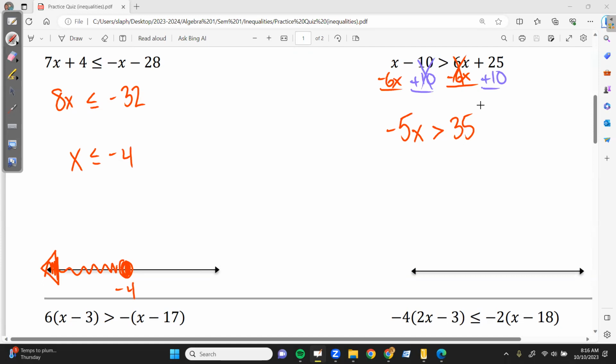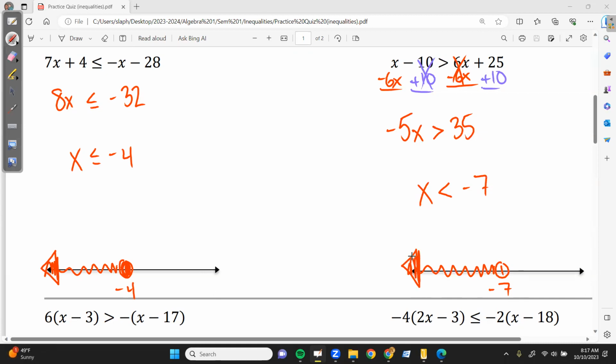I put myself in a position where I have to divide by a negative, but I'm a big boy. I can handle this. So if I divide by negative 5, that's okay. I'm going to get x, but I am going to switch my inequality backwards. And then, of course, 35 divided by negative 5 is negative 7. So again, mark only what you need. Negative 7 is the only point of interest. Leave the circle open and graph to the less than side, which is left.